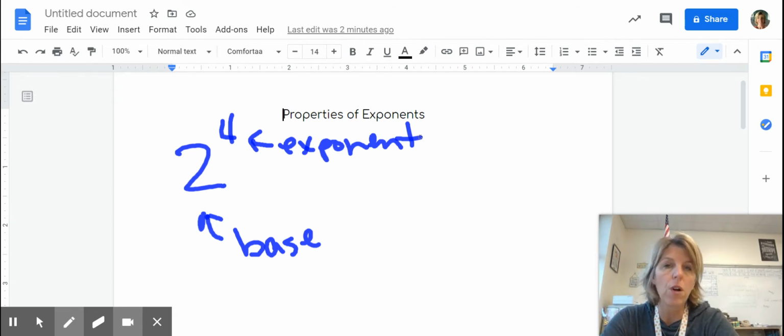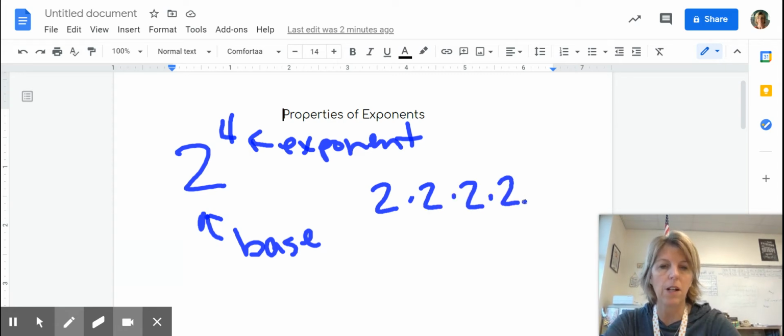So if I have 2 to the 4th, what does that really mean? It means I'm going to take that base and multiply it times itself the number of times the exponent says. If you want to write those words out as a definition or directions, feel free in your notes. You can pause, rewind, whatever you need to do.